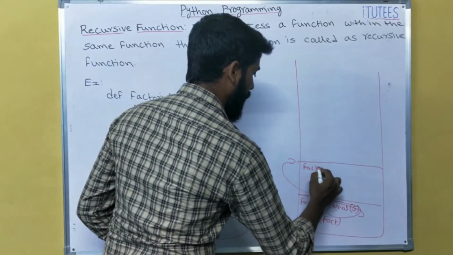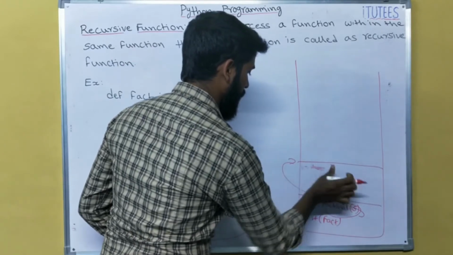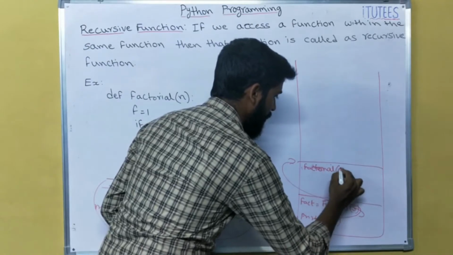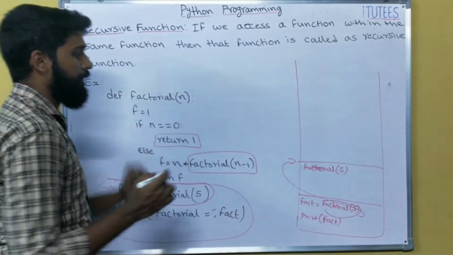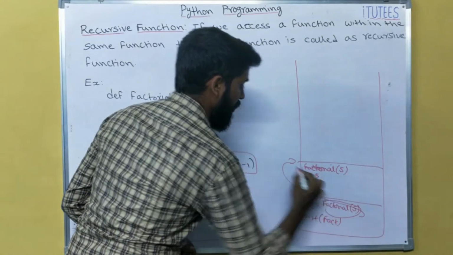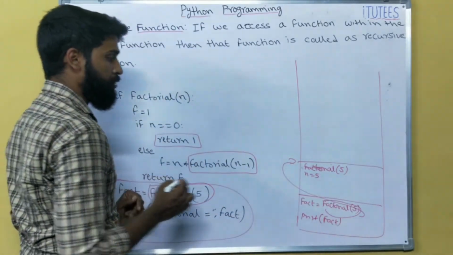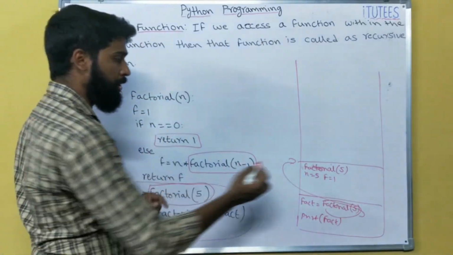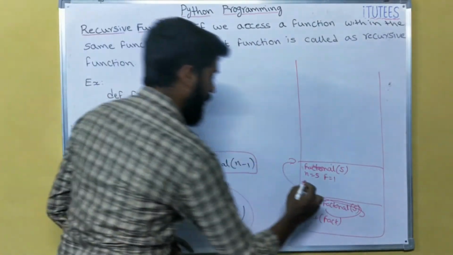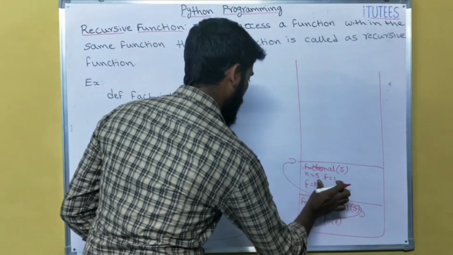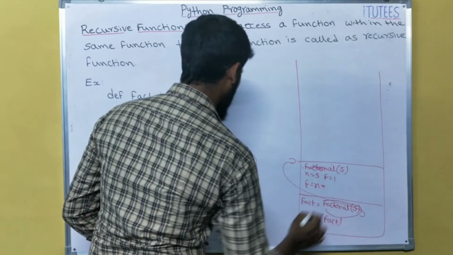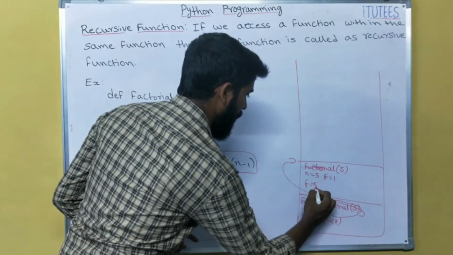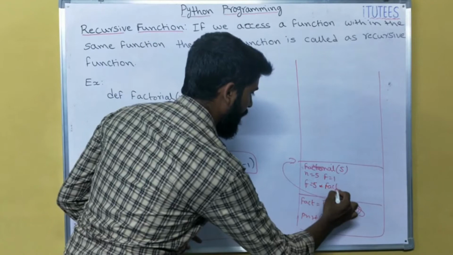Factorial of 5 is called. So this is the function call, n equals 5. F equals 1 if n equals 0? No, so we go to here. F equals n into, and what is the n value? 5. 5 into fact of 4.